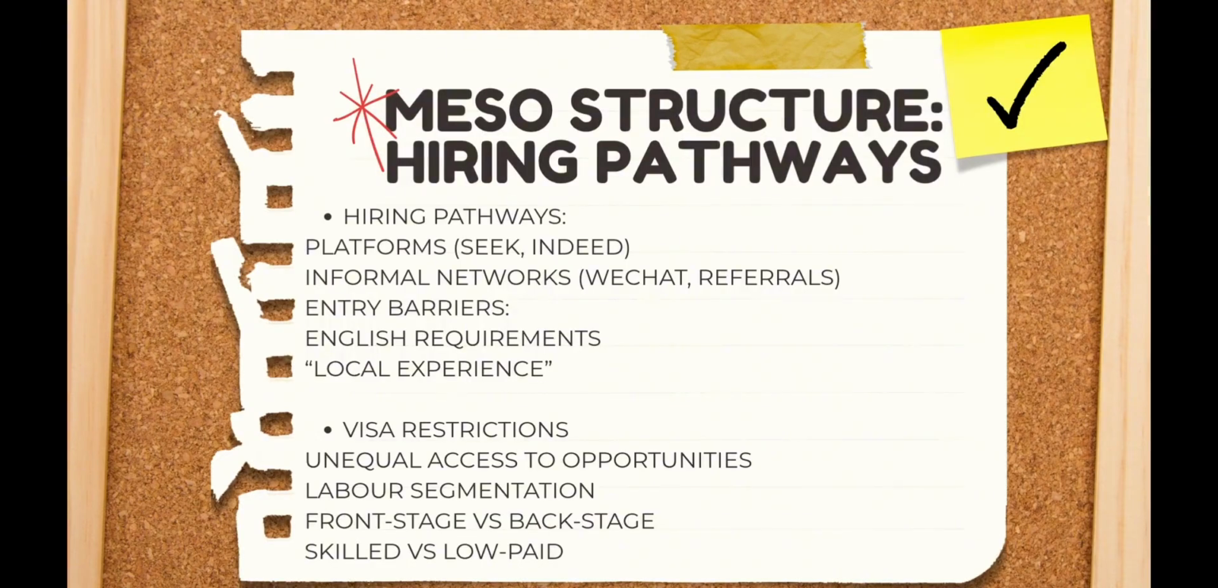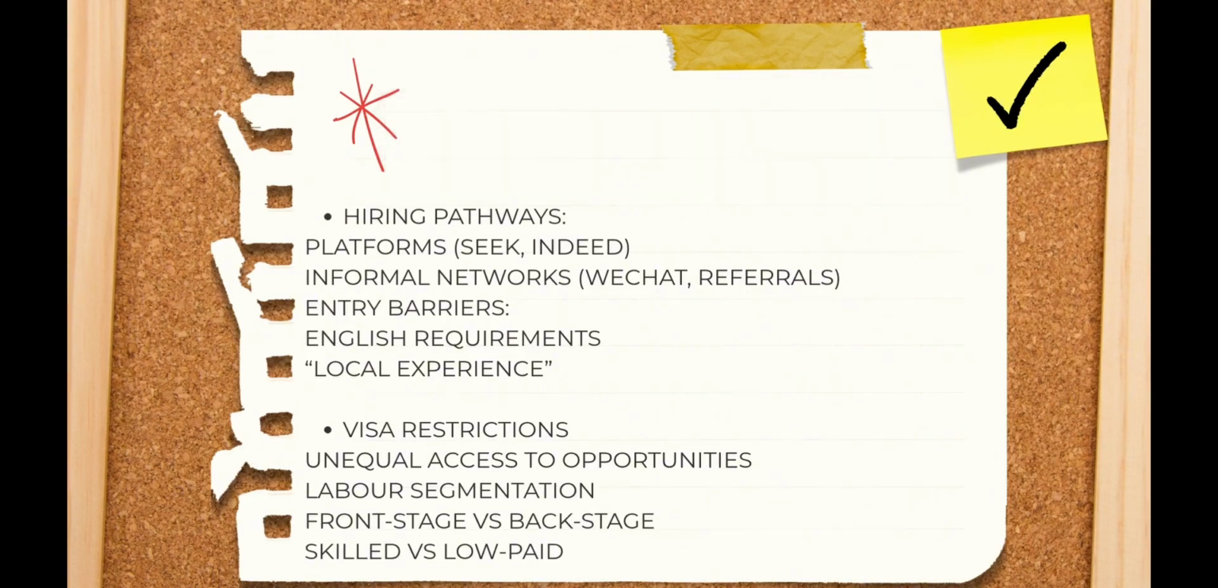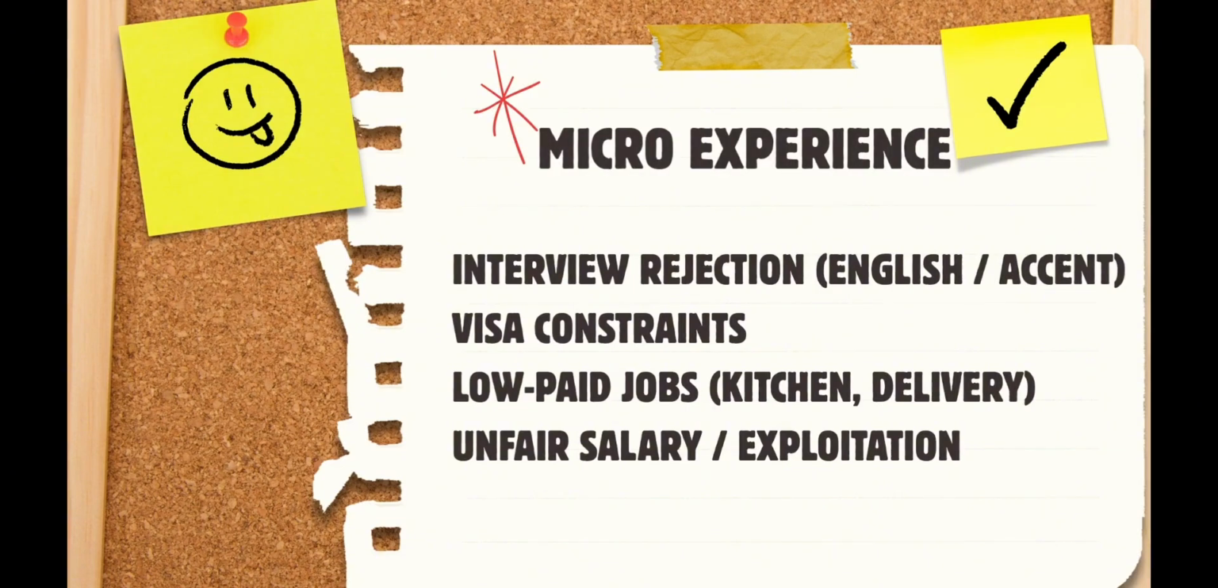Now, I will focus on how access to part-time jobs is structured for international students. Although there are different ways to find jobs, access to this opportunity is not equal. Entry into the labor market is shaped by several barriers, including English requirements, expectation of local experience, and visa restrictions. Because of these barriers, international students are not simply choosing between different job options. Instead, they're often limited in where they can apply and what kind of jobs they can realistically access. As a result, they're more likely to be concentrated in low-paid, less secure, and less visible forms of work.